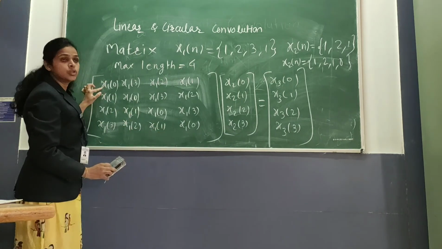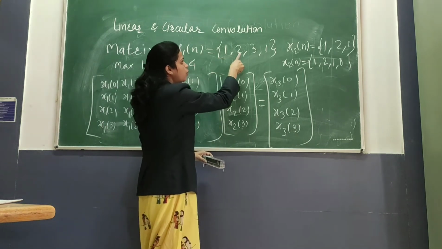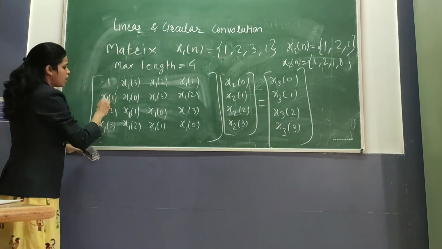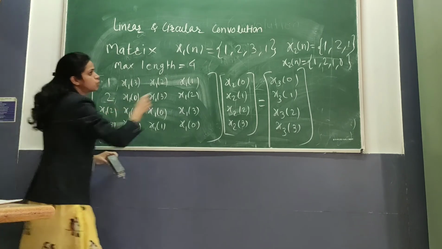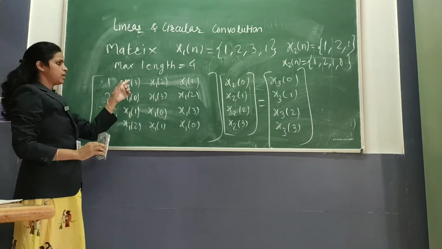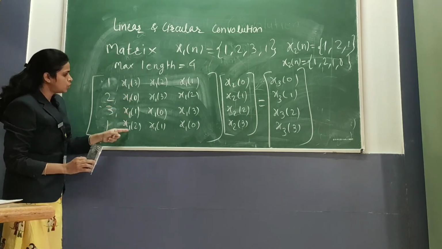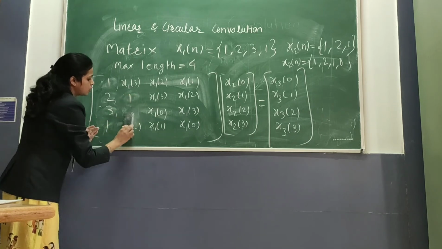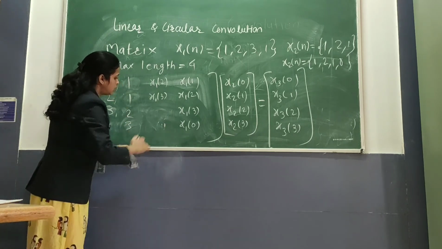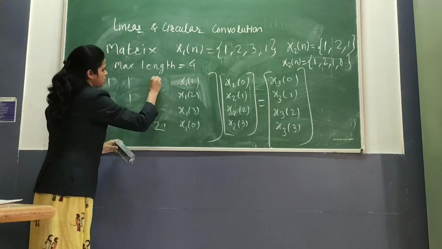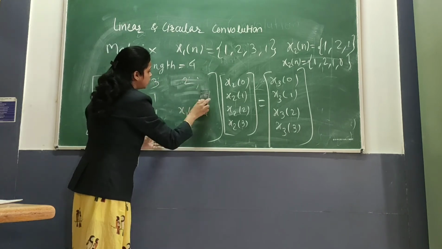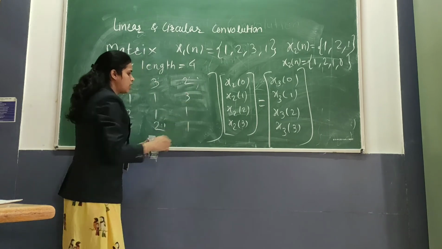For example, the value of x1 of 0 is 1. So x1 of 0 is 1, x1 of 1 is 2, x1 of 2 is 3 and x1 of 3 is 1. Again, by putting x1 of 0, 1, 2, 3, it is 1, 2, 3 and this is 1. Starting from this point, it is x1 of 1, 2, 3, 1 and from the last point, that is 1, 2, 3 and it is 1. Now these are the values of the x1 signal.